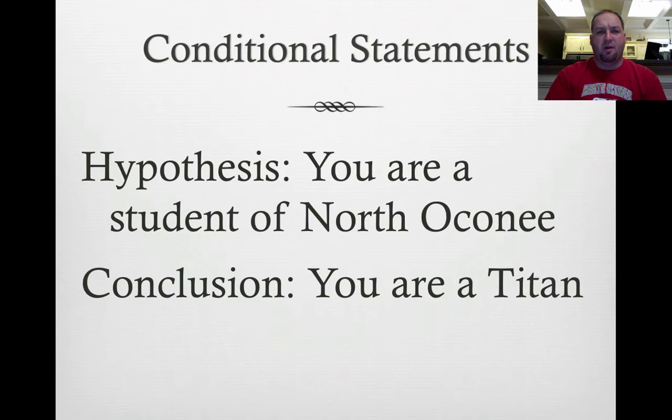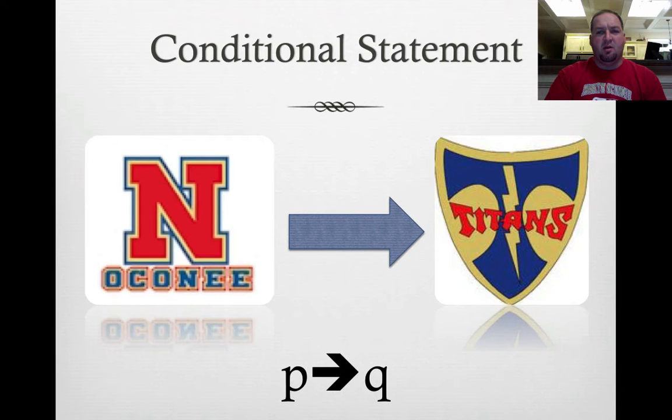Let's look at this in a little bit different way. I have a picture set up here. The picture on the left represents the hypothesis, if you are a student of North Oconee, and the shield represents the conclusion, then you are a Titan. At the bottom of the screen you'll see that we can represent each of these statements with variables, and this is the symbol notation for the statement that I just gave you. So we read the statement at the bottom, if P then Q, where P is the statement or the hypothesis, and the Q is the statement that comes after the then or the conclusion.